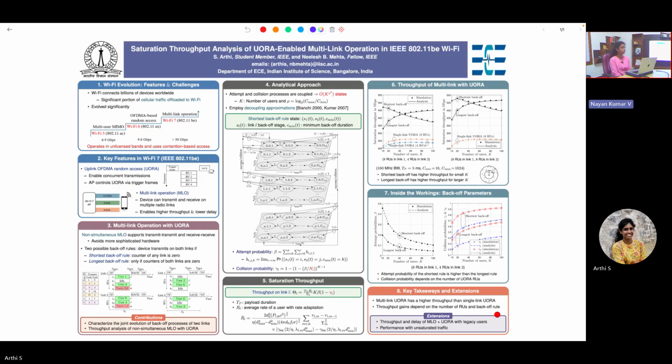And I'll also list the possible extensions for this particular work, where we can analyze the access delay of multi-link with uplink OFDMA random access, with and without legacy users. In the presence of legacy users, the access point also needs to contend with the legacy users to transmit the trigger frames. And we can also look at the throughput and delay performance with different traffic, such as unsaturated traffic of legacy and Wi-Fi 7 users.